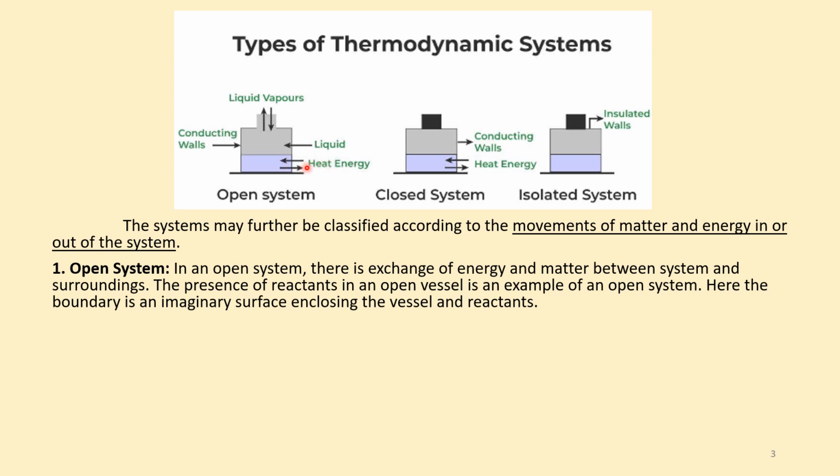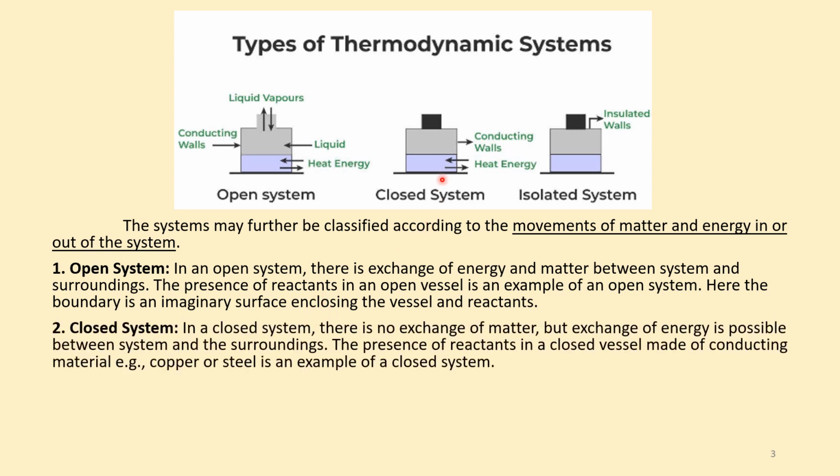For example, heat energy is flowing into the system and it is also going out of the system. The liquid is matter, and the surroundings and the system are separated by conducting walls through which heat can flow into or out of the system. So this is called an open system. Here the boundary is an imaginary surface enclosing the vessel and the reactants. The reactants are inside the container, inside the vessel.